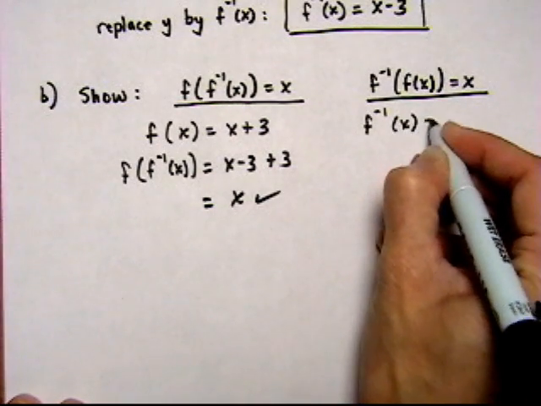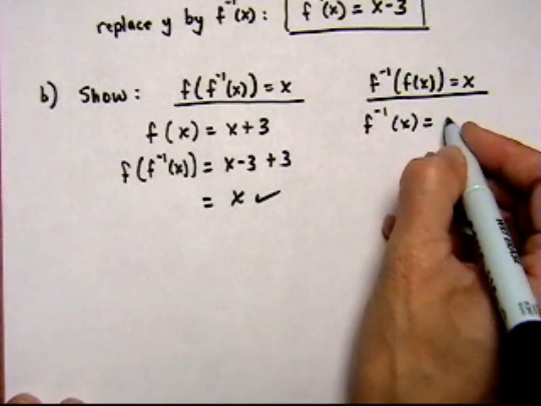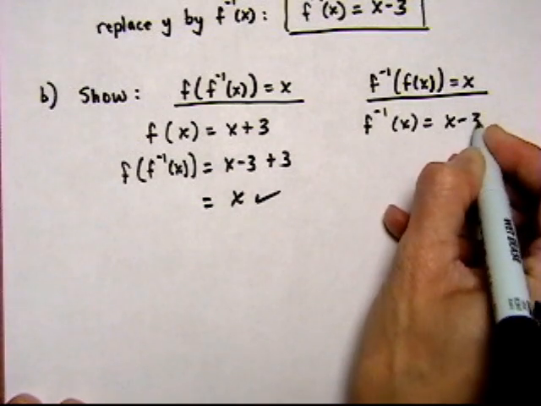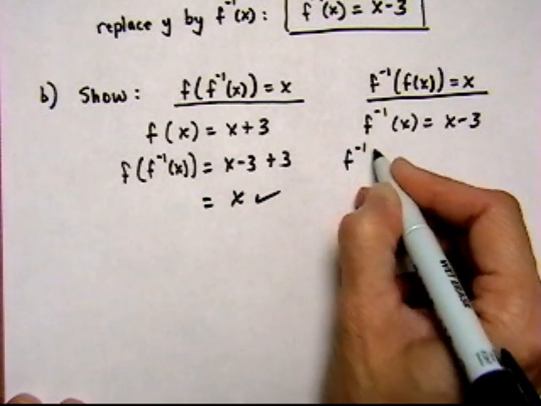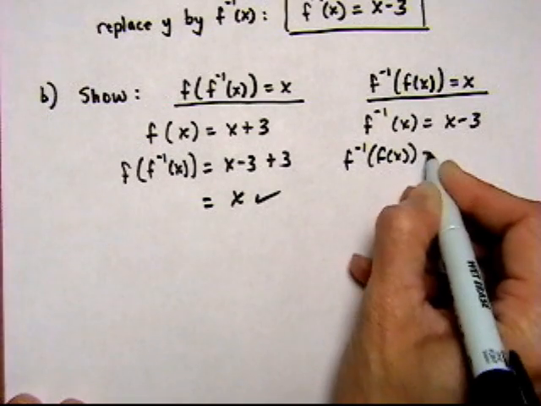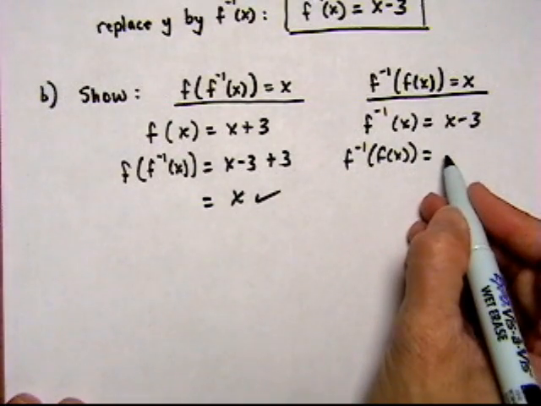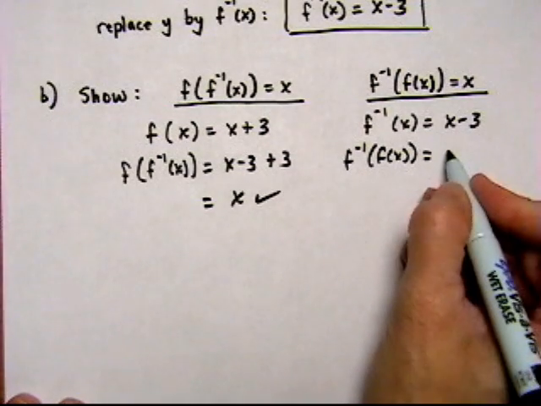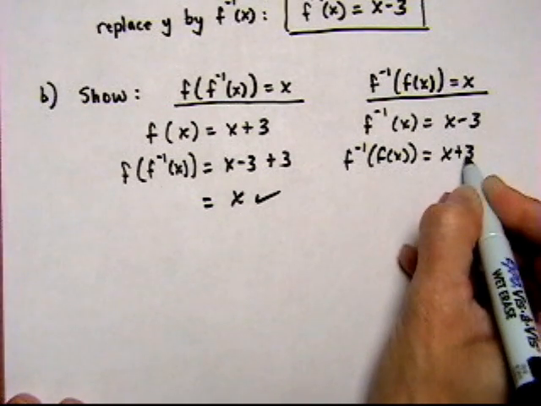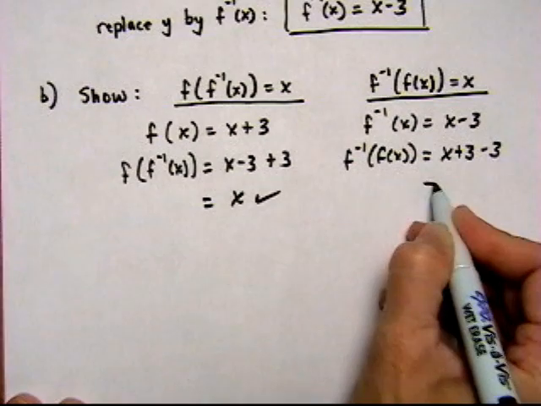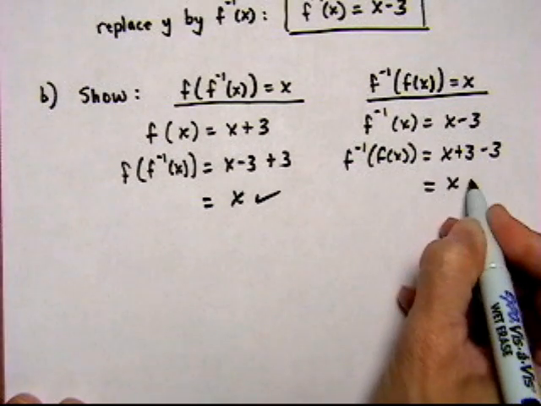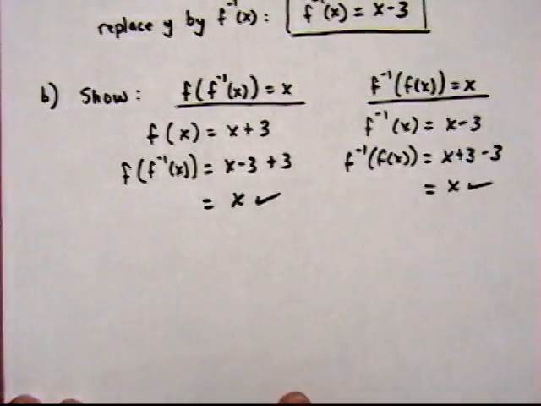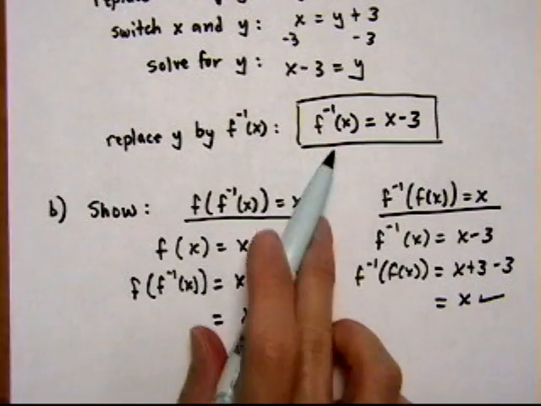f inverse of x is equal to x minus 3. f inverse of f of x is equal to, and instead of x, we put the original f of x, which was x plus 3. Bring down the minus 3. The 3's cancel out and we get x again. So that checks out, which means we correctly found the inverse function.